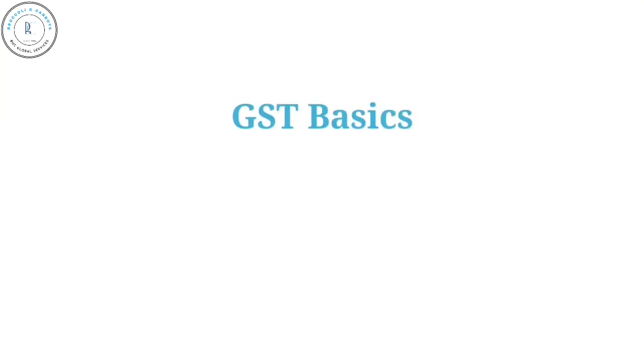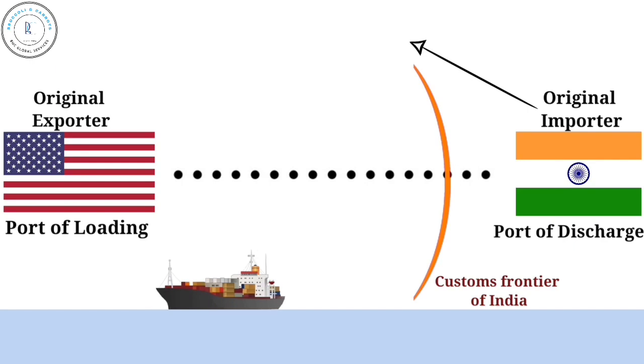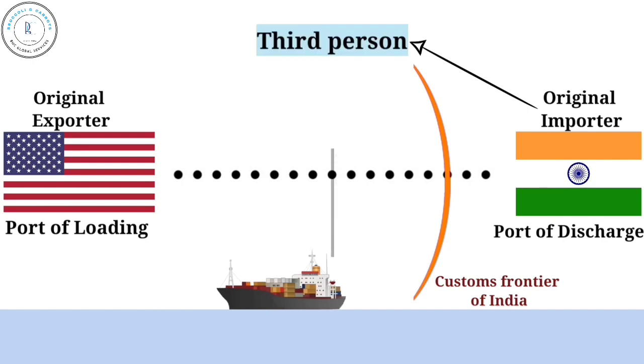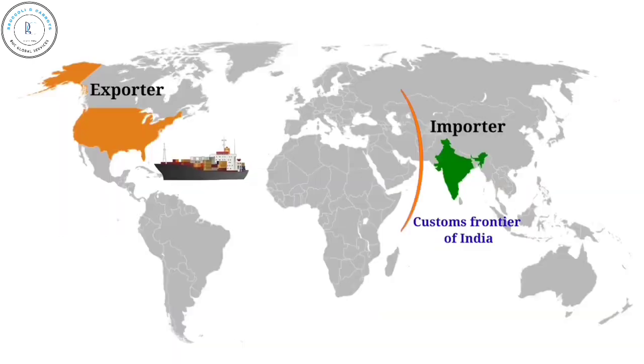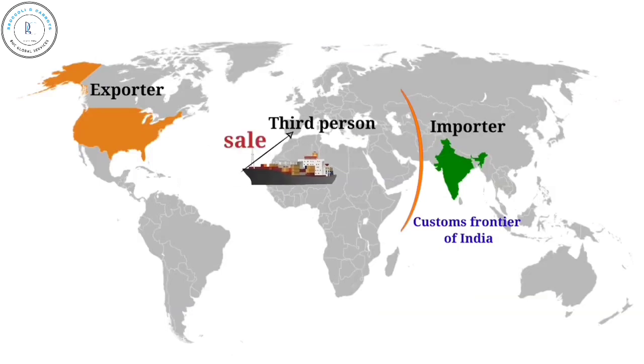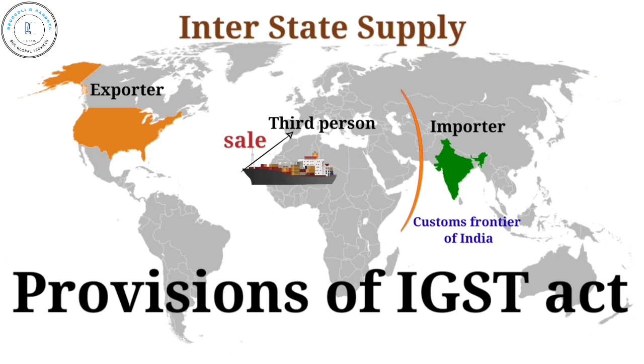Today we shall be discussing the concept of high sea sales. When the original importer sells the goods to a third person after its dispatch from the port of loading and before the arrival at the port of discharge for customs clearance, such transactions are termed as high sea sale transactions. Such transactions are covered under the definition of interstate supply and hence the provisions of the IGST Act apply.